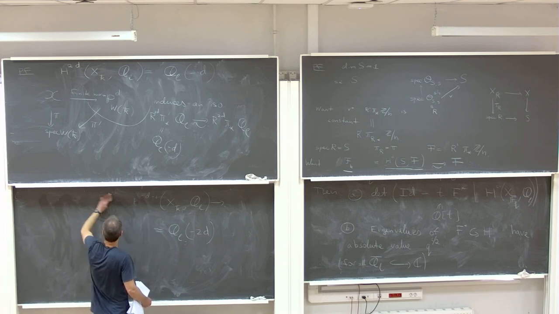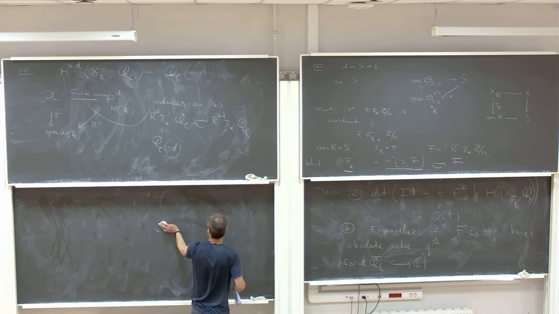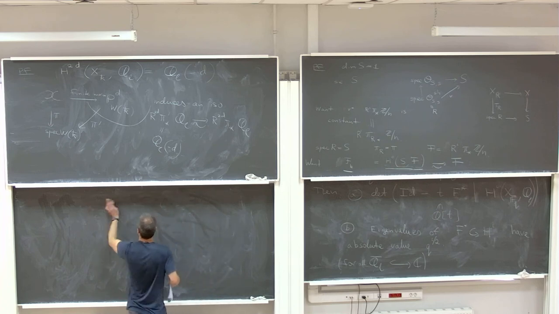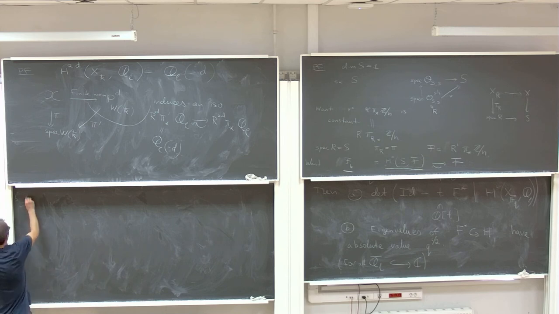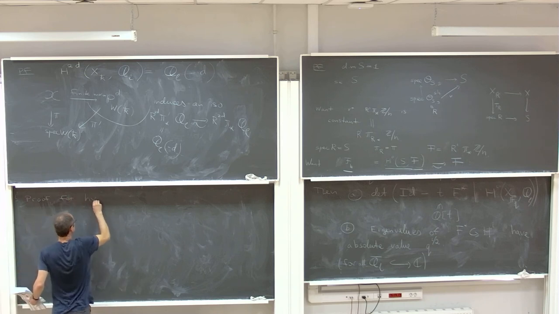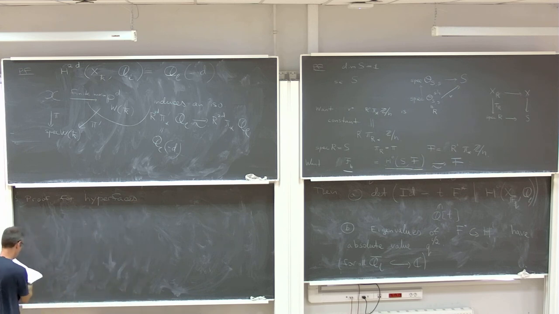I want to prove this for hypersurfaces. Then maybe, using the fact that every variety is birational to a hypersurface by the primitive element theorem, I'll prove it in general, but we'll see if we get to that. So, proof for hypersurfaces. The proof is based on the following remarkable lemma. So, key lemma.